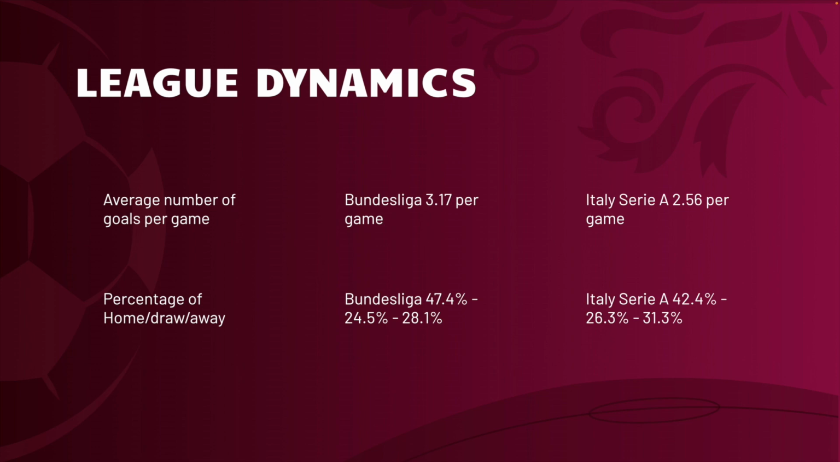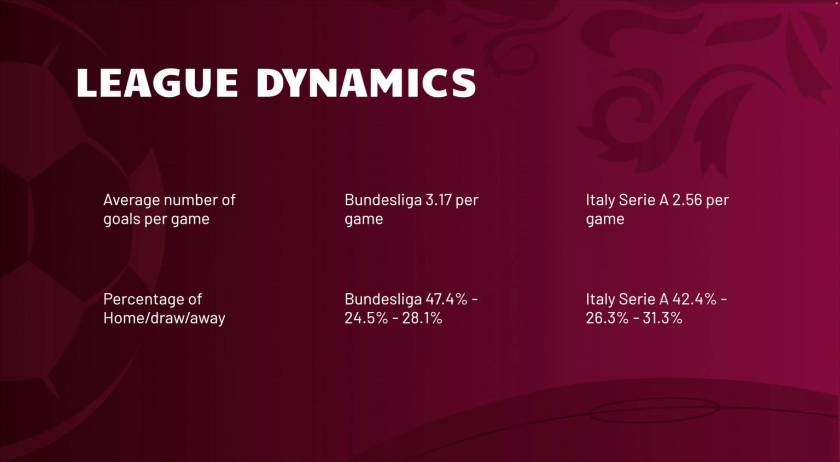Also, if we use the same two leagues, the percentage of home, draw and away wins in the Bundesliga was 47.4% of home teams won last year, 24.5% drew, and 28.1% finished with the away team as the winner. Italy's Serie A is 42.4%, 26.3% for the draw and 31.3% for the away team. So as you can see there, the home advantage in the Bundesliga was about 5% higher last season.